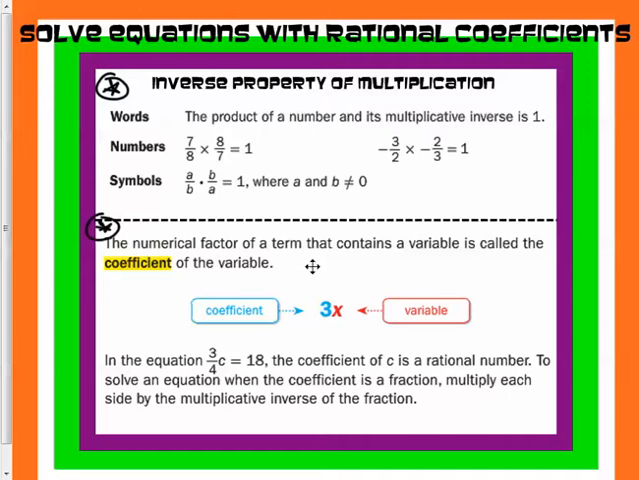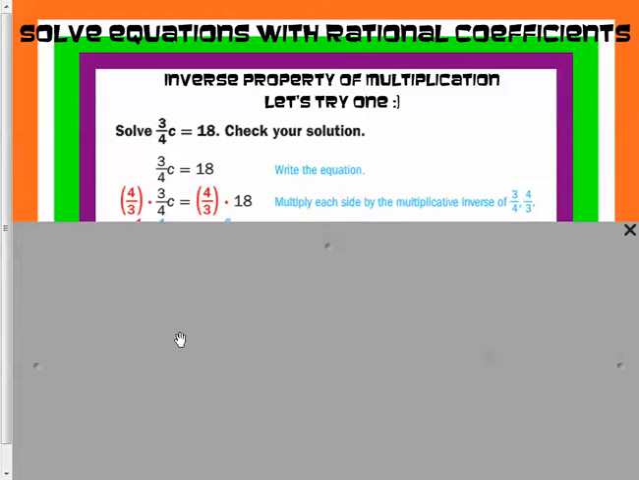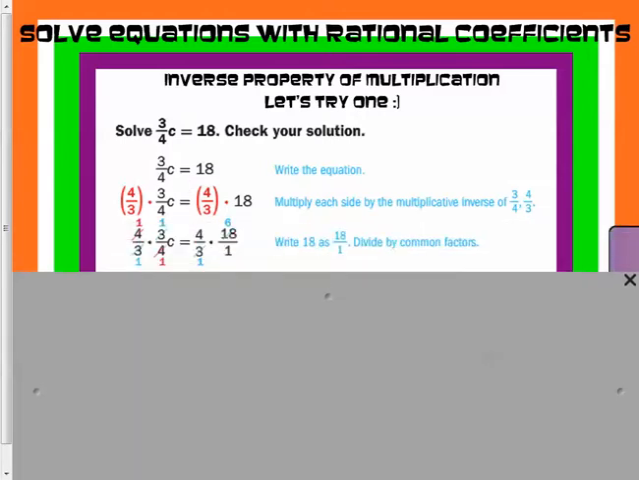The numerical factor of a term that contains a variable is called the coefficient. Remember, this is the coefficient and this is your variable. So in this equation, the coefficient is 3/4 c. All right, so to solve this, we multiply each side by its inverse. We flip it and we multiply. So, for example, if we have 3/4, we are going to multiply by 4/3, and when we do so, these cancel out to give us a 1. Remember, we want 1c, just so that way we can have c by itself.